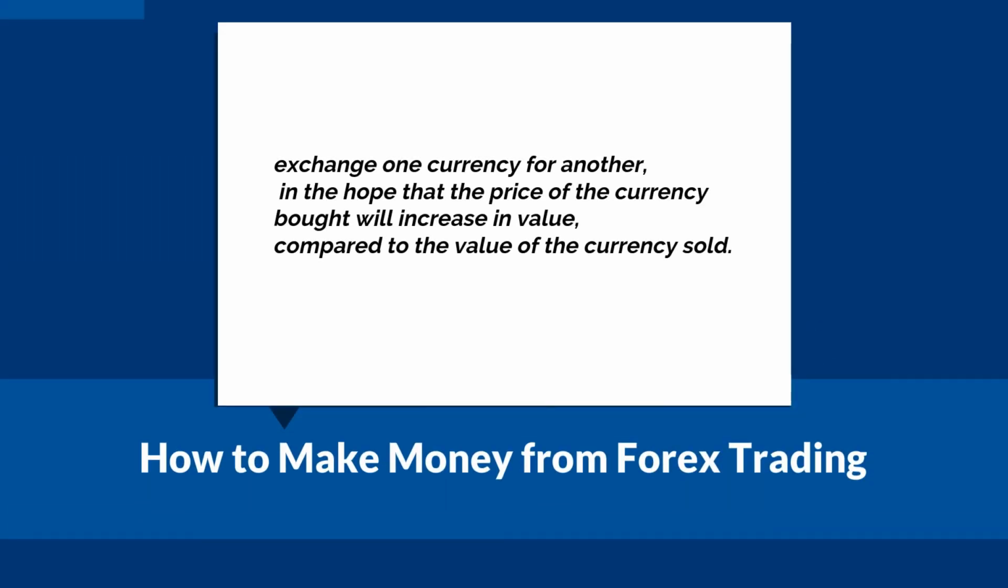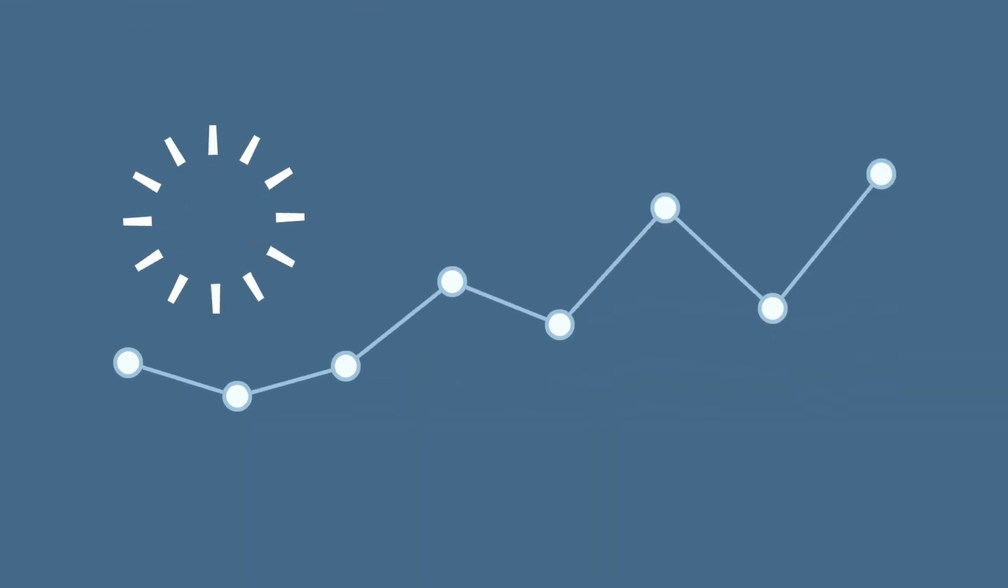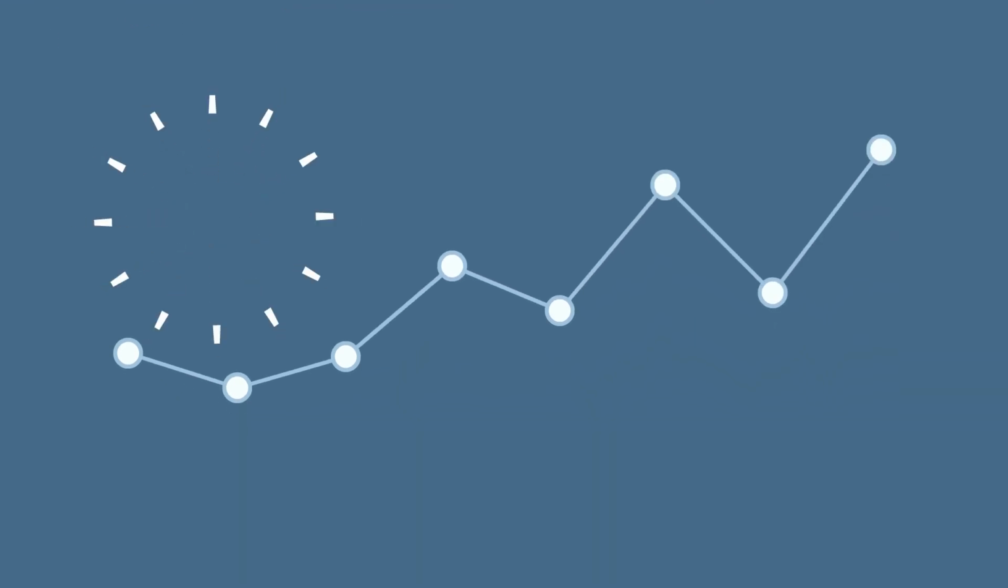The objective for anyone trading the foreign exchange markets is to exchange one currency for another in the hope that the price of the currency bought will increase in value compared to the value of the currency sold. The way this is achieved in Forex trading is through the use of a currency pair. A trade will always be based upon two currencies, known as the currency pair. This is because every time you make a foreign exchange transaction, you are essentially buying one currency and selling another.